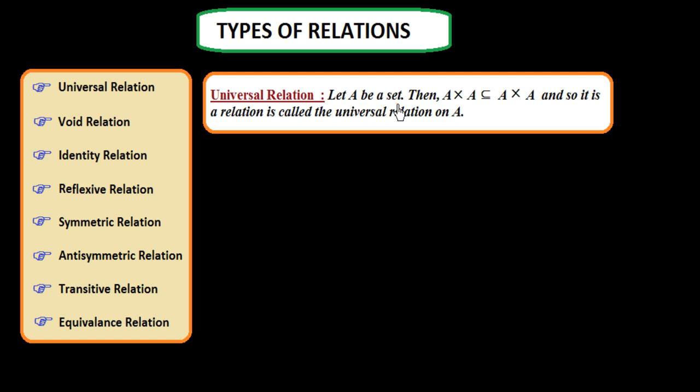Let A be a set, then A cross A is a subset of or equal to A cross A, and so it is a relation, called the universal relation on A. So here we have a set A with the elements 1, 2, 3, and we find the set A cross A, as we have seen in our last session.